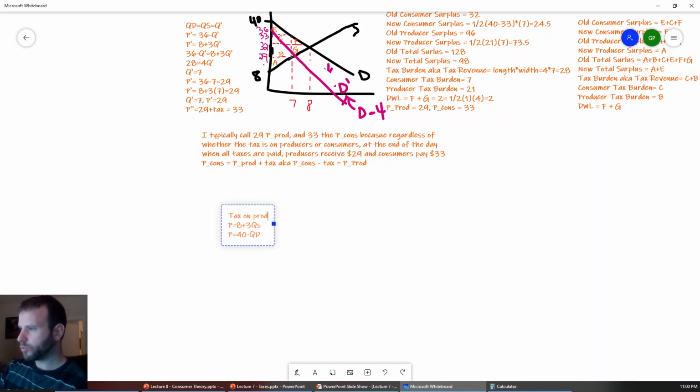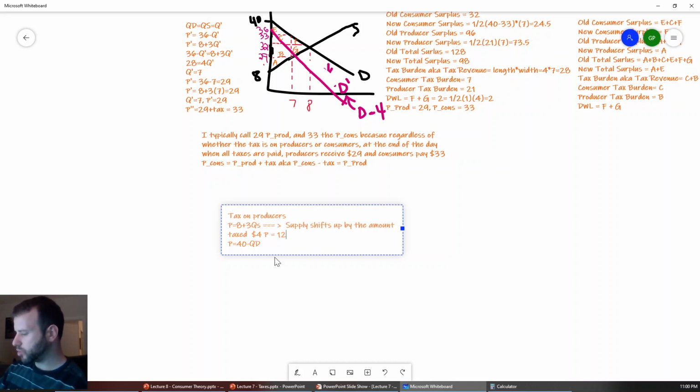Tax on producers. Okay, so what happens? The supply curve should shift up. Supply shifts up by the amount of the tax, so $4. So P is now equal to 12 plus 3QS.